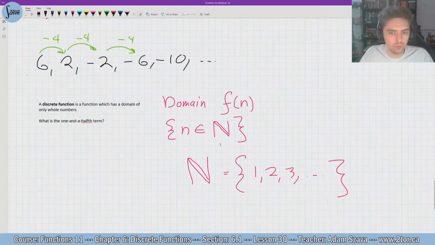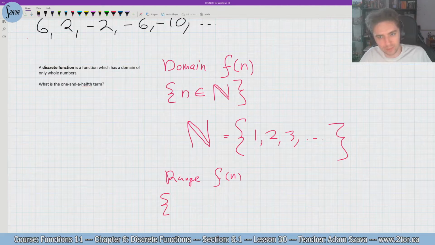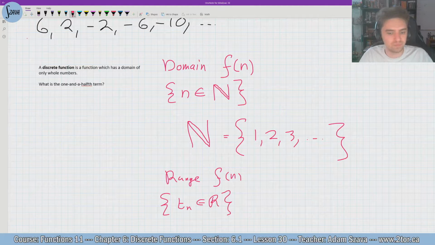We'll talk about adding 0 and negative numbers another time, but it goes as you'd expect. This is the real definition, though: we have just natural numbers. And then the range of f of n, or I'll call it Tn, the actual value of term n, could be any real number. That's it. And that's the whole thing.